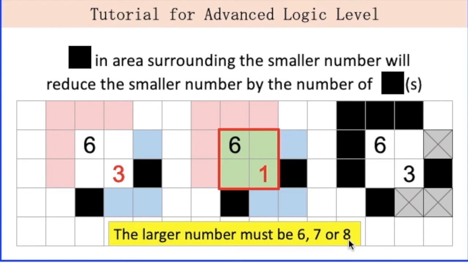And it could be, but if it's greater than 8, so in this case we only have 9. If this is 9, then don't go through all this hassle. 9 means all 9 spaces will be filled with black spaces. So that is the reason why the larger number has to be 6, 7, or 8.